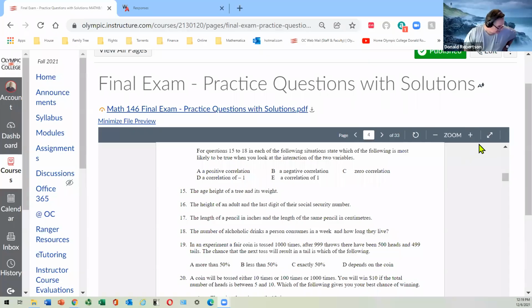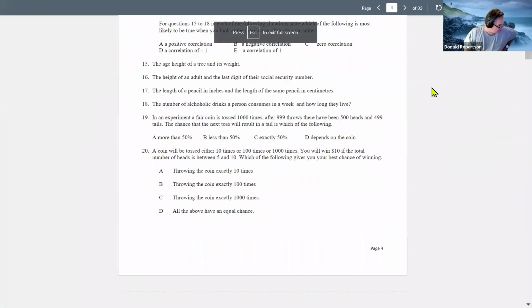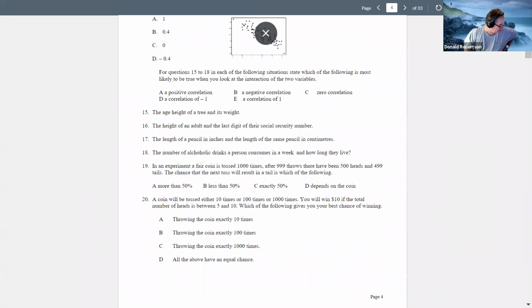Are we still looking at the final practice thing, or will I have to go and reload it up? Can you see the practice final questions with solutions? It is no longer on your screen. Okay, so I do need to go back. Right. Right, let's see what this one looks like. Make it a bit bigger so we can all read it.